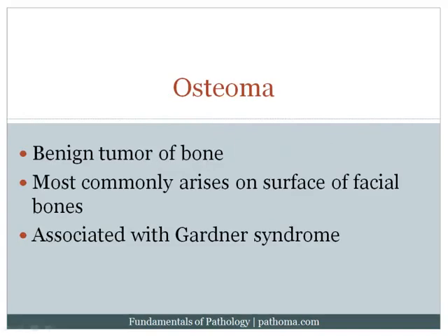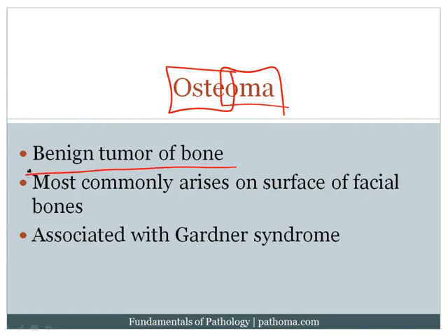Okay, moving on to bone tumors. The first tumor is an osteoma. Osteo means bone and oma means mass. So this is a benign tumor of bone.